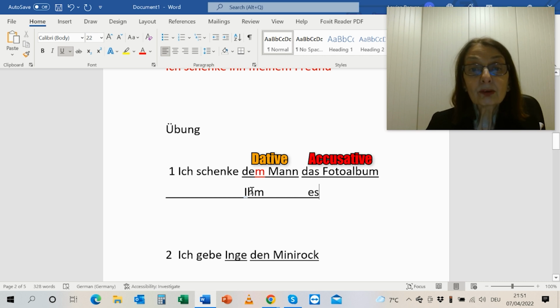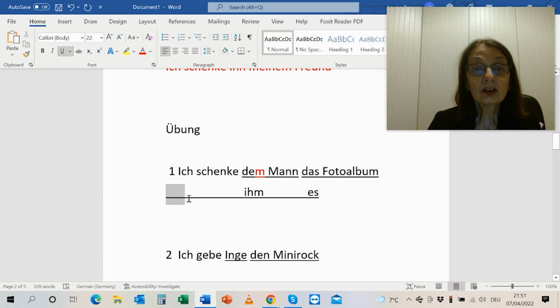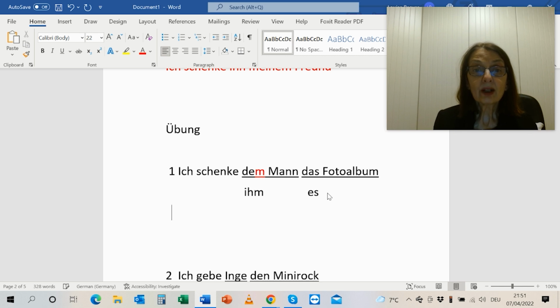Now, please, Microsoft Word, I do not need everything put into capital, and I certainly do not want everything underlined. So here we have ihm und es. Ich schenke ihm es, but that's wrong word order, as I already explained. So we have two pronouns. The accusative comes first, and your dative comes second. So ich schenke es ihm. That's your first Übung. Done.